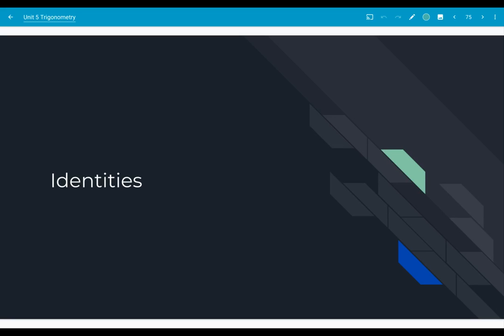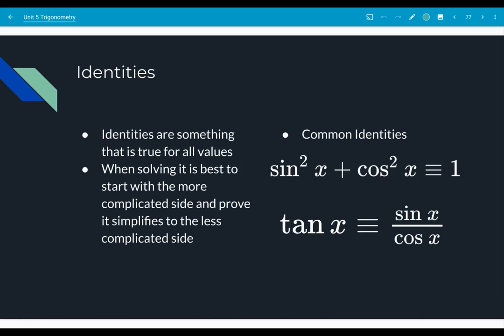In this video, we're going to talk about trig identities. Okay, an identity is something that is true for all values. And when we're dealing with identities, it's best to start with a side that looks complex or complicated and prove it to be simpler than it is to take a simple side and make it more complex.